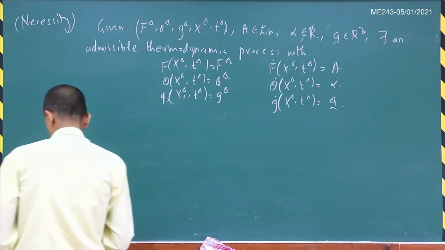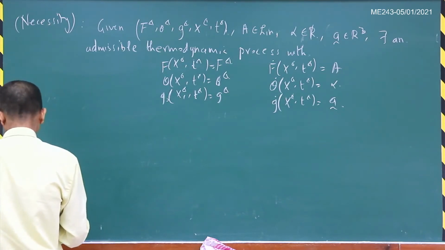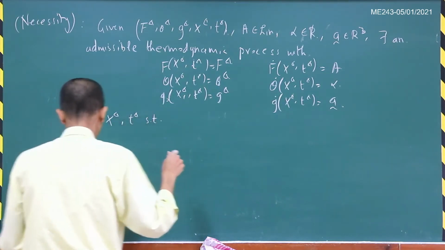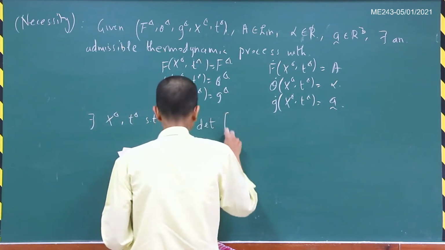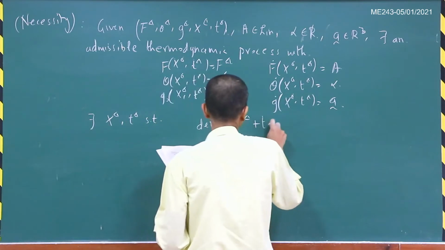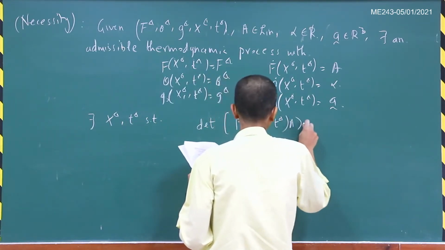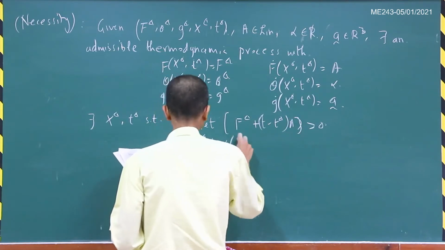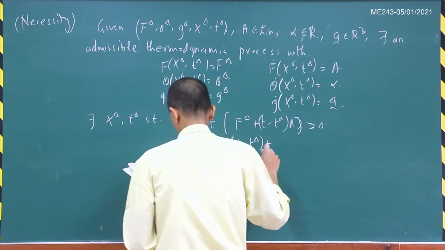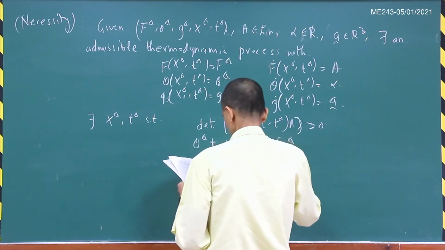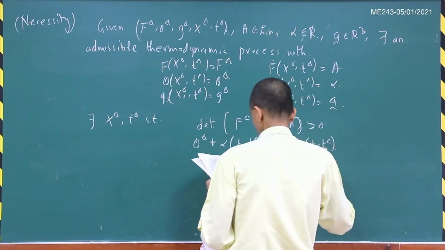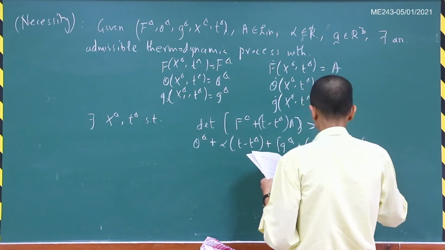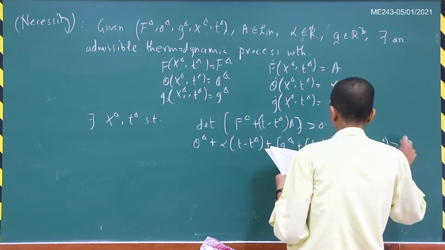So that this x diamond, p diamond, is such that the determinant of F diamond plus (t minus t diamond) times A is greater than 0, and theta diamond plus alpha times (t minus t diamond) plus (G diamond plus (t minus t diamond) times A) dot (x minus x diamond) is greater than 0. So basically these are the restrictions.